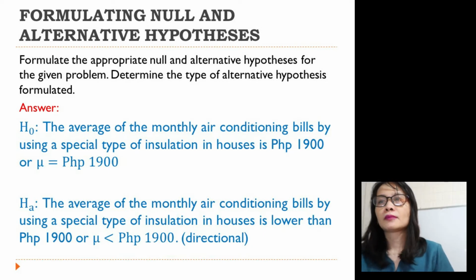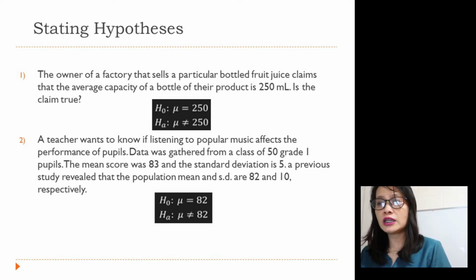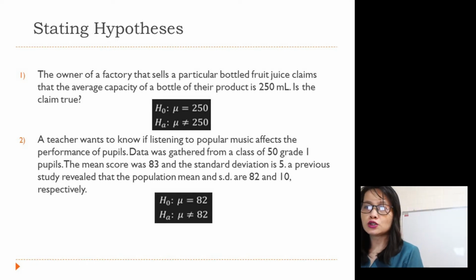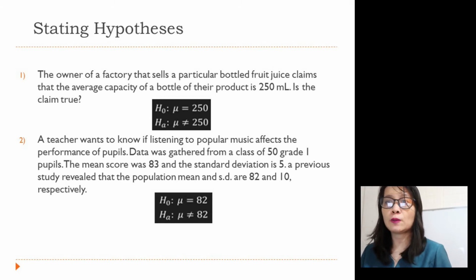So in here, a factory that sells a particular bottled fruit juice claims that the average capacity of a bottle of their product is 250 ml. So your H0 or your null hypothesis is mu equals 250, and then the other one is not equal to 250. Same thing with number 2. A teacher wants to know if listening to popular music affects the performance of pupils. Data was gathered from the class of 50 grade 1 pupils. The mean score was 83 and the standard deviation is 5. A previous study revealed that the population mean and the standard deviation are 82 and 10 respectively. So your null hypothesis will be equal to 82 and the other one is not equal to 82.